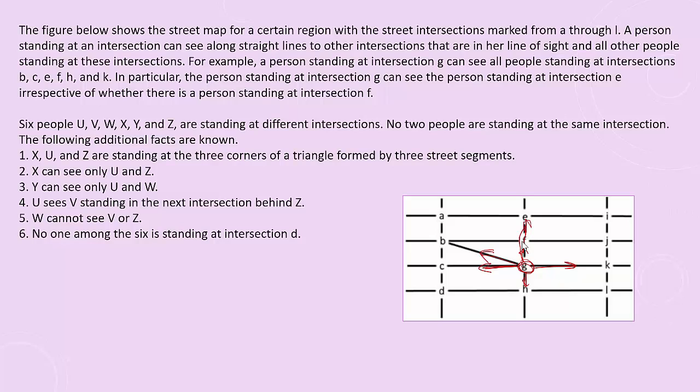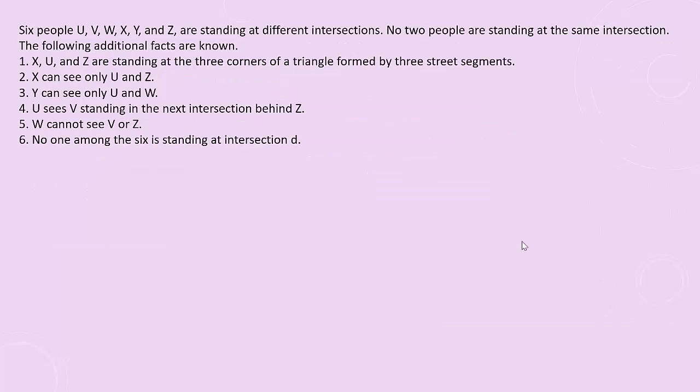So some more conditions are given. 6 people U, V, W, X, Y, Z. So there are few conditions given. So let's try to work on this. Right. So my conditions given are 6 people U, V, W, X, Y, Z standing at different intersections. No two people are standing in the same intersection. The following additional facts are there. So X, U and Z are standing in the 3 corners of a triangle.